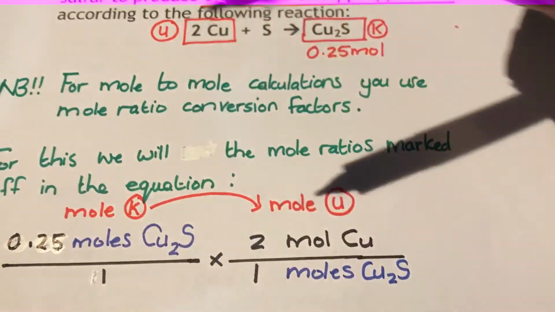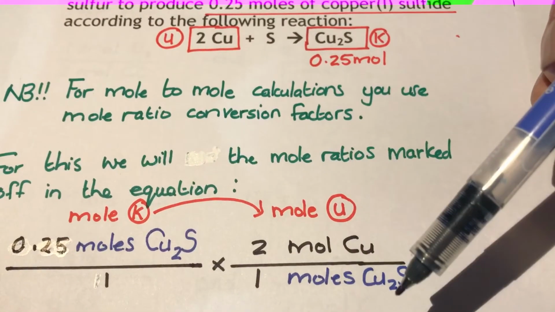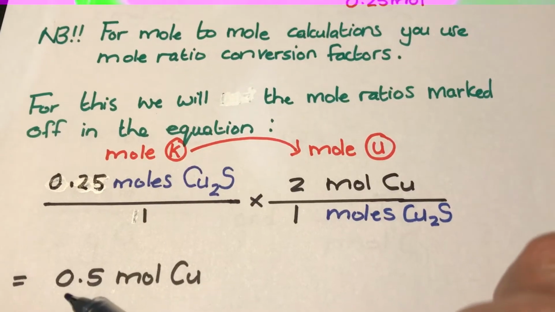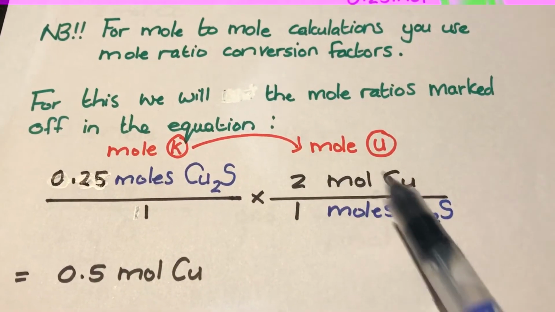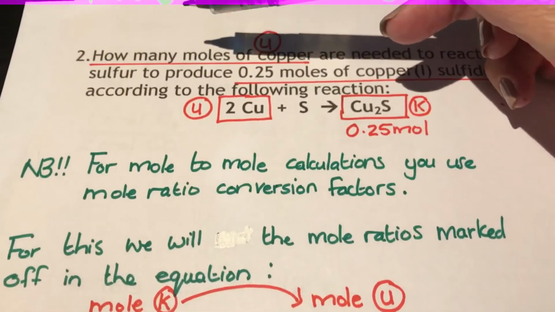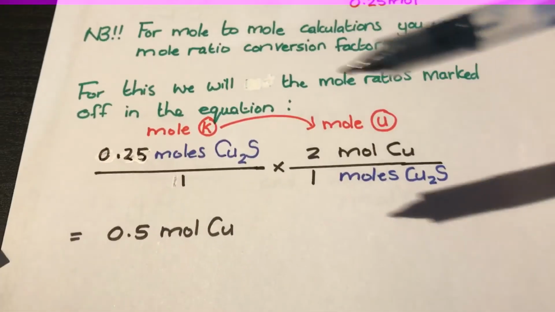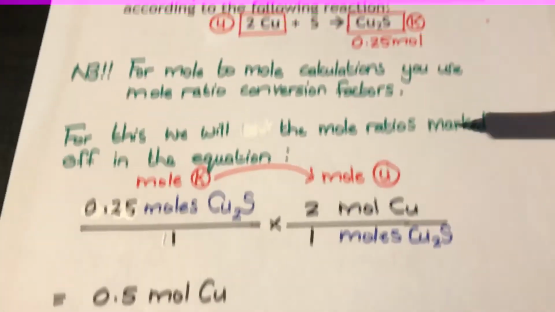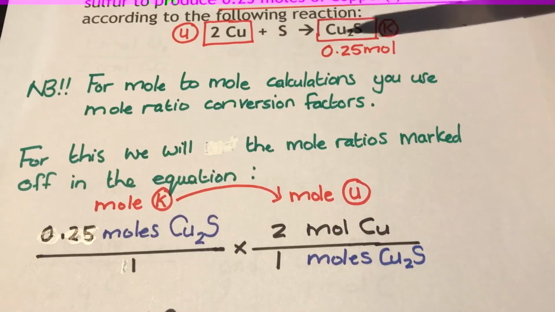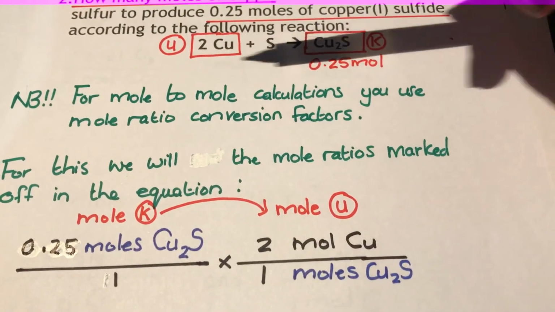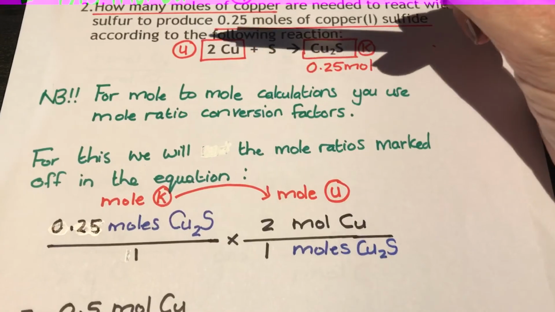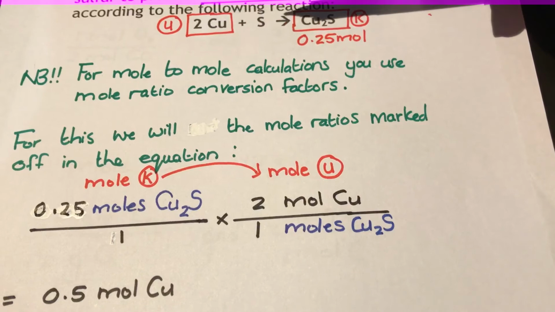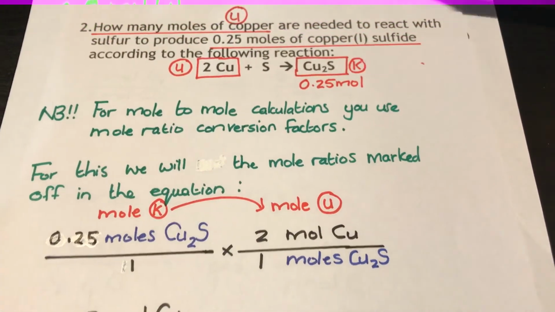So this mole of copper sulfate and this mole of copper sulfate cancel each other out, and my answer when I put it in my calculator will be 0.5 mole of copper, and mole of copper is what my question asked me to calculate. So this is a mole to mole calculation, and for a mole to mole calculation you will always use the mole ratios, and you will get the mole ratios from the balanced chemical equation. Now if the chemical equation is not balanced, then you have to balance it as well. So in this calculation the chemical equation is already balanced, so it wasn't necessary for you to balance it.